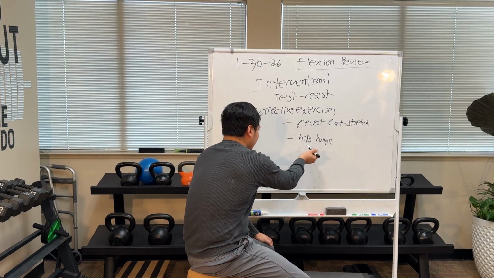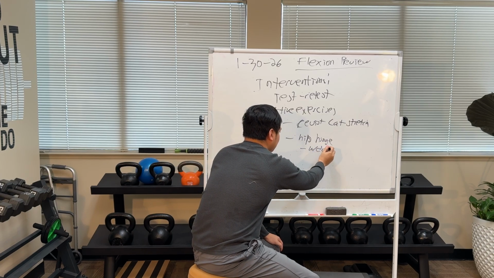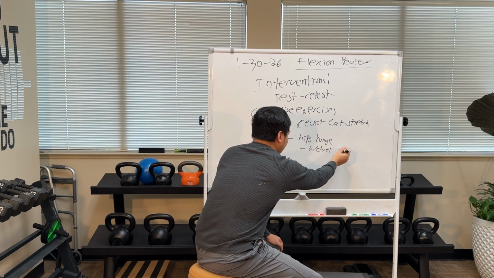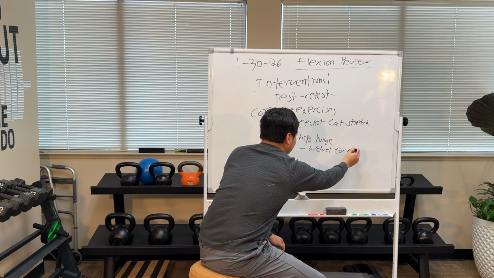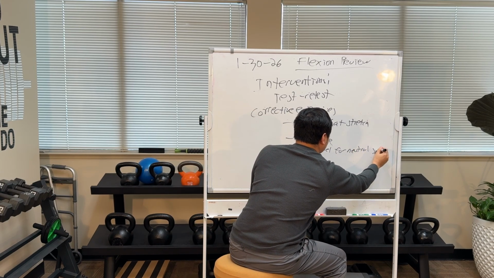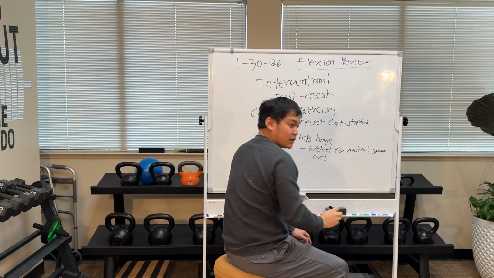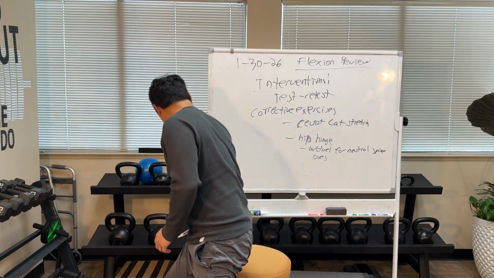So, hip hinge with dowel for neutral spine cues. Right. Is my dowel in here? Right here.